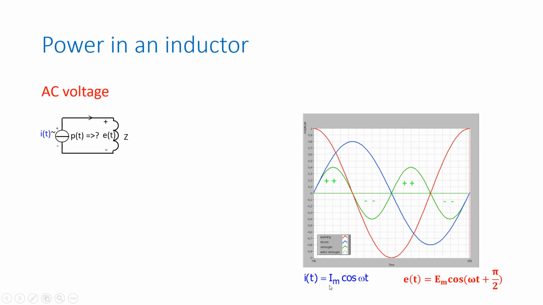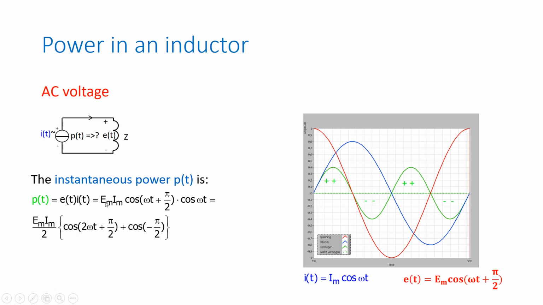So we are going to multiply the amplitude times the cosine of omega times t with the amplitude of the voltage times the cosine of omega times t plus pi over 2, and then we get the instantaneous power, which is equal to the amplitude of the voltage times the amplitude of the current times the cosine of omega times t plus pi over 2, which is written over here, times the cosine of omega times t, which is written over here.